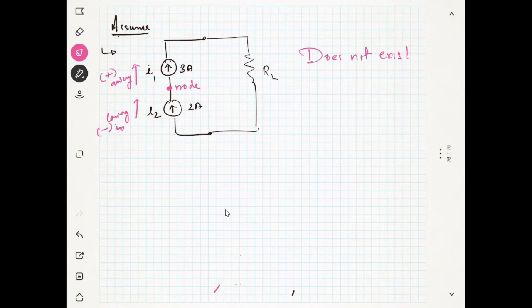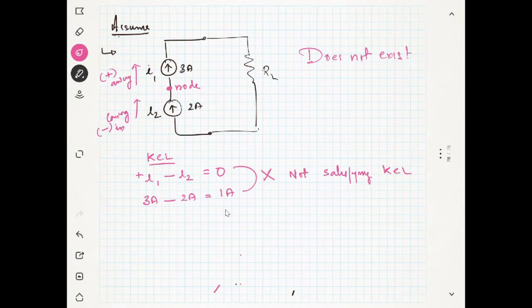So I will write the KCL, Kirchhoff current rule. Then it is plus I1, then minus I2 equal to 0. This is the KCL. I1 is 3 ampere minus 2 ampere, but this is 1 ampere. Is it satisfying the Kirchhoff law? No, it is not satisfying the KCL. So if a circuit does not satisfy Kirchhoff law, then it will not exist.